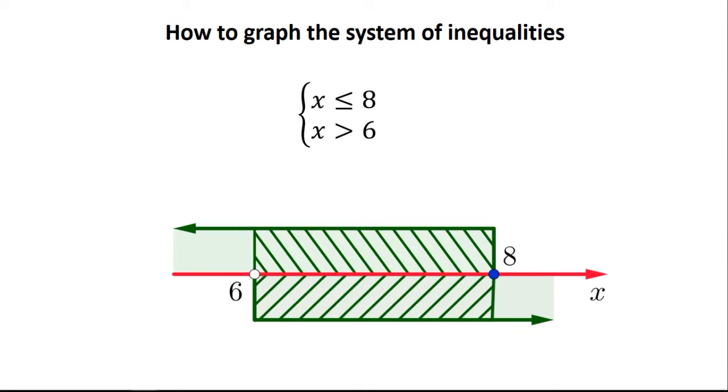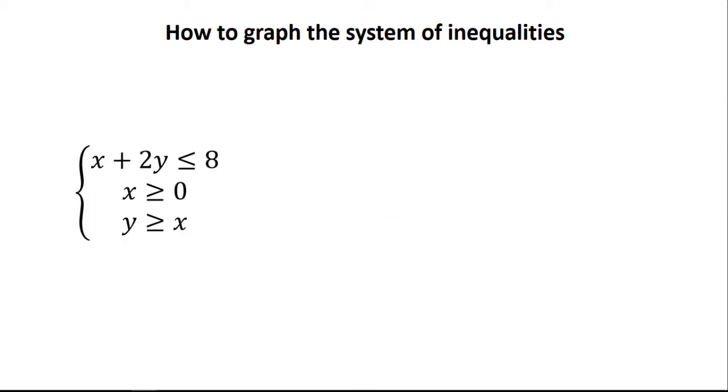But what if we have two variables in the system of inequalities? Let's take a look at the second example. In this case, we are not able to graph this system of inequalities using the number line. But we can do it with a coordinate plane. That's why this problem is called a two-dimensional problem.